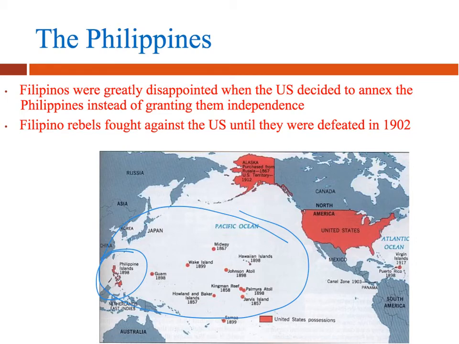That didn't happen. The Philippine Islands were actually taken over and annexed by the United States, and they were not granted independence. And so those rebels that were fighting on the side of the United States against Spain turned against the United States and fought the U.S. forces until finally the U.S. defeated the Filipino forces in 1902.